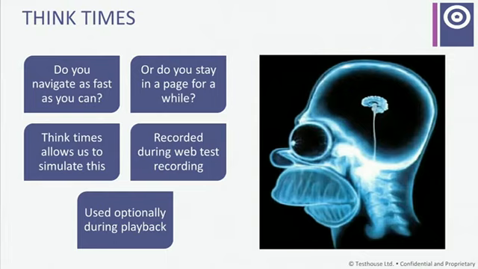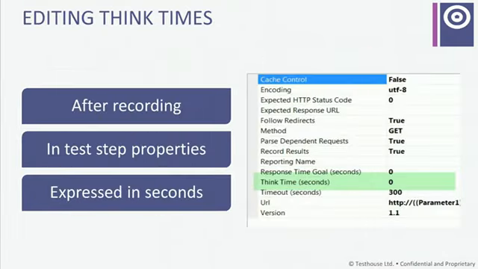So if you want to just check your test to make sure that no errors are coming back, you can turn off your think times and run through. And then when you want to check that you've got a realistic model of what's going on, you can turn your think times back on again, and then you can gauge whether it's a realistic simulation or not. But think times are quite important when it comes to modelling a correct or realistic scenario.